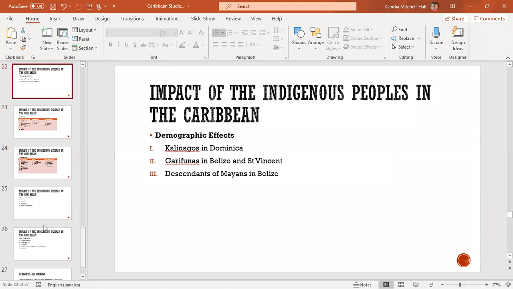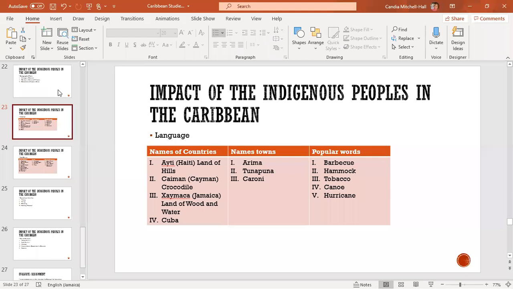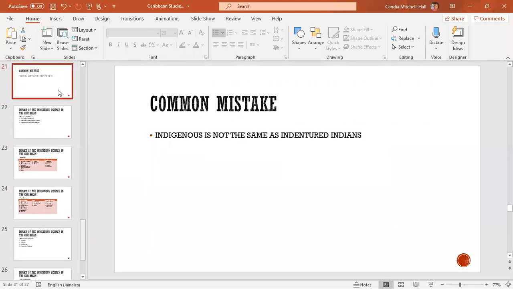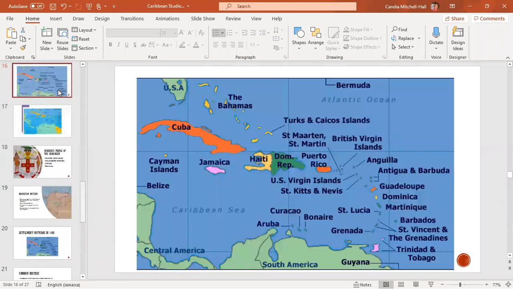Demography: the Kalinagos still live in Dominica, Garifunas in Belize and St. Vincent, and also the descendants of the Mayans in Belize. So these are the impacts of the indigenous people. When we meet again tomorrow, we're going to look at the Europeans.